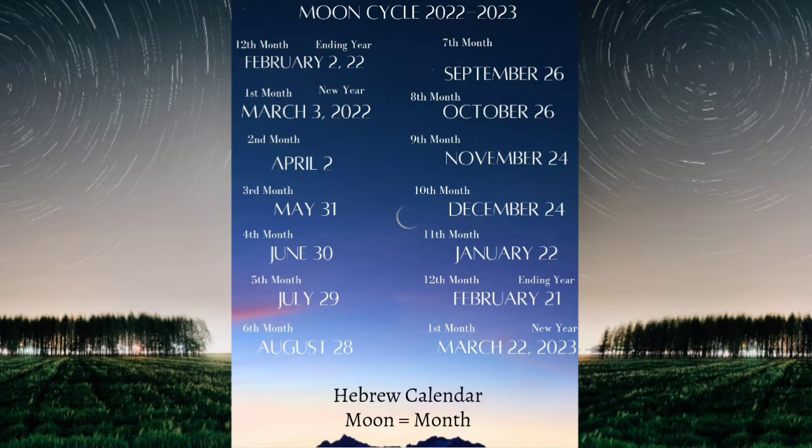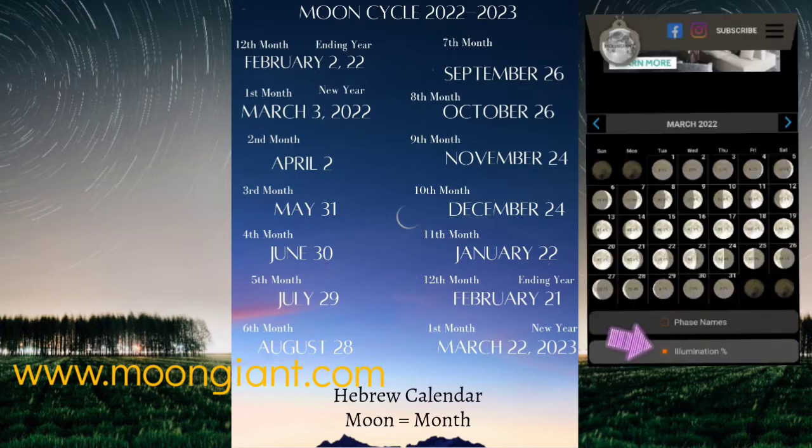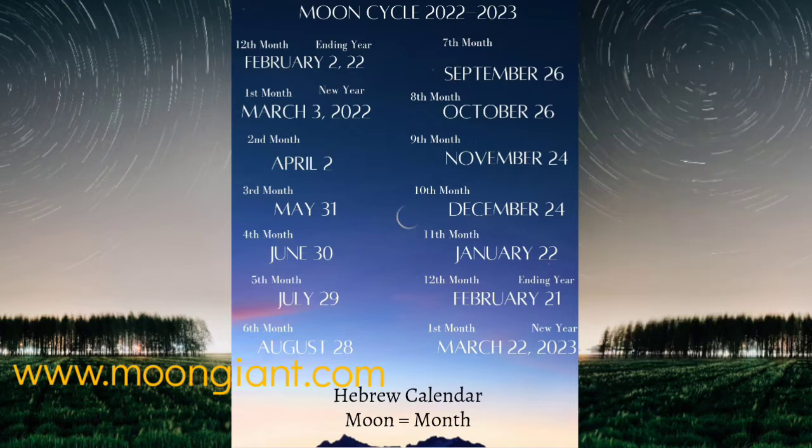So the first thing you do when calculating these feast days, you must first find the beginning of each month. You can do so by calculating the moon cycle, which goes by the first illumination of light. You can go to Google and search Moon Giant, which also has little features on there that show you the first illumination of light on their website.